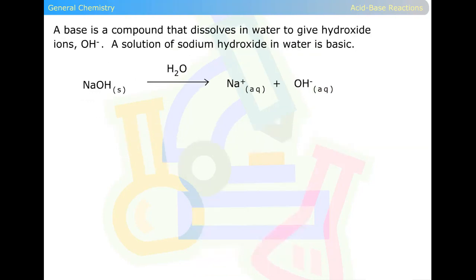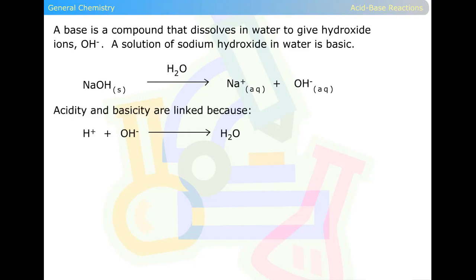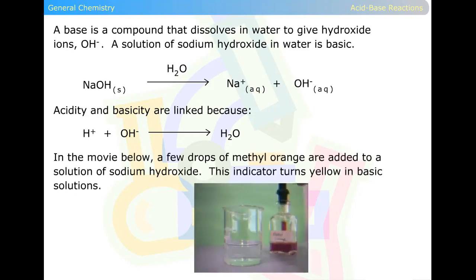A base is a compound that dissolves in water to give hydroxide ions, OH-. A solution of sodium hydroxide in water is basic. Acidity and basicity are linked because of the reaction shown below. In the movie below, a few drops of methyl orange are added to a solution of sodium hydroxide. This indicator turns yellow in basic solutions.